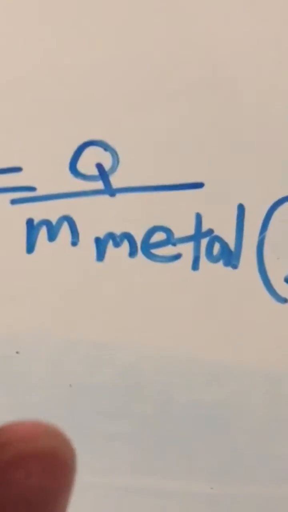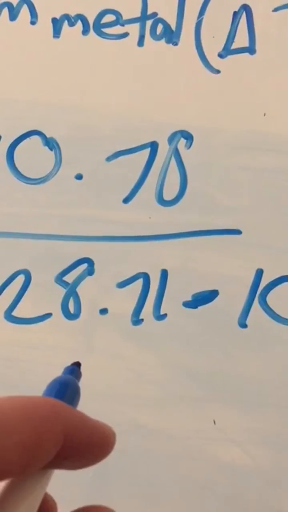Now we will be able to use our formula. We will take 3,640.78 over 100 times 28.71 minus 100, which will equal 0.5107 joules over gram Kelvin.